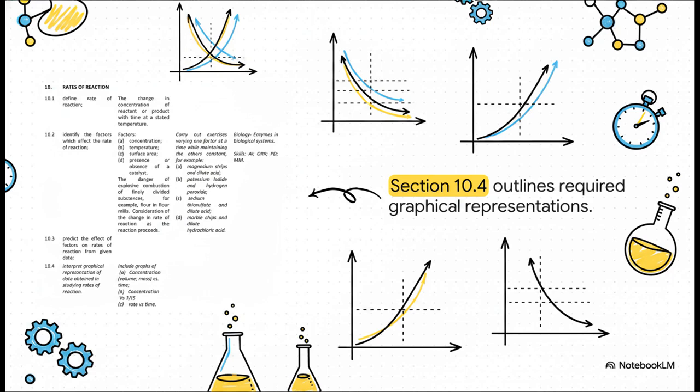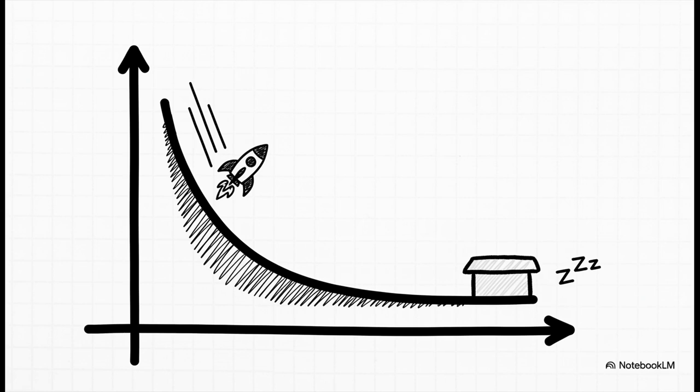Right here in section 10.4 of the CSEC syllabus, it explicitly states you must interpret graphical representation of data obtained in studying rates of reaction. It sounds super formal, but let's just break down the first one nice and simply. So, the crucial point is this. Whenever you look at a graph showing concentration, volume, or mass on the side axis and time on the bottom axis, you really just need to look at the slope of the curve.